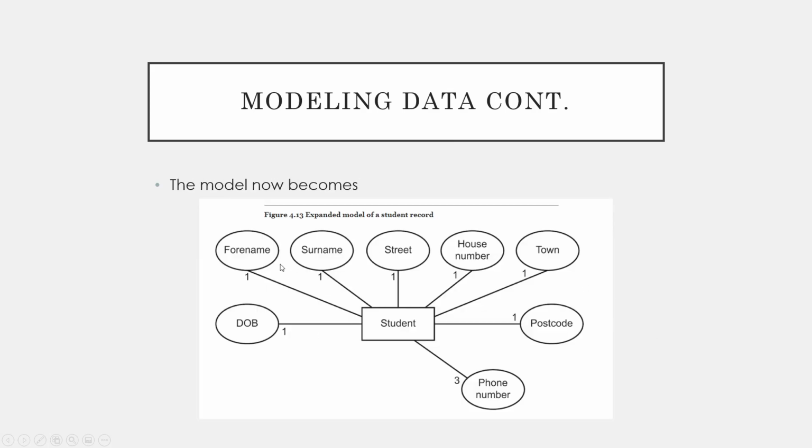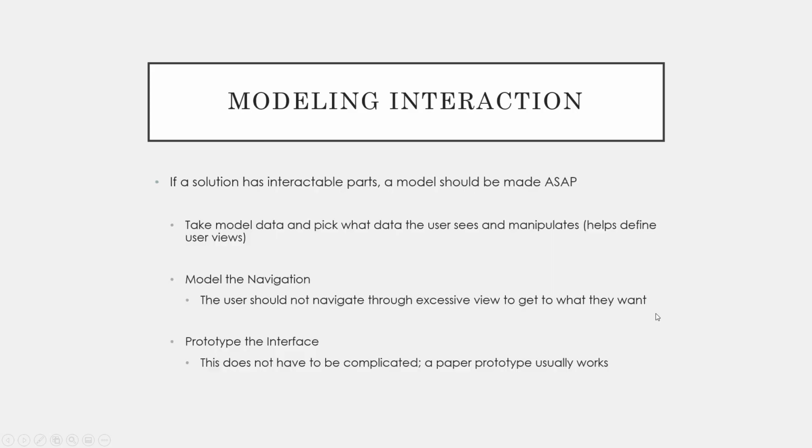So let's look at this example here. The model now becomes this. It's a little more complex. A student now has a date of birth, a forename, which is first name, surname, which is your last name, a street address, a house number, a town, a postcode, and 3 phone numbers. So maybe our cardinality is up to 3. A student can have up to 3 different phone numbers. So our model has been expanded a little bit.